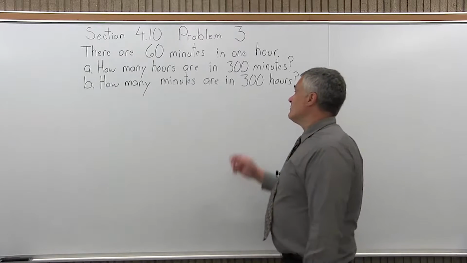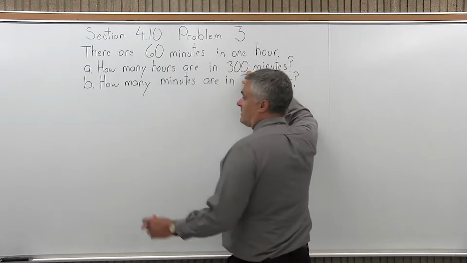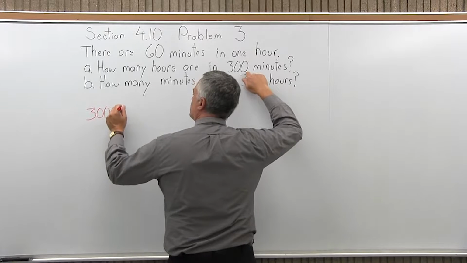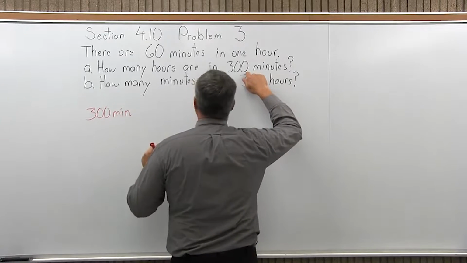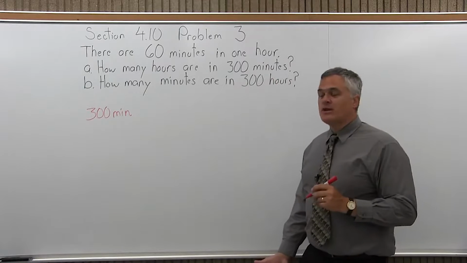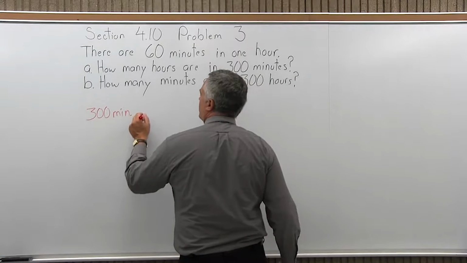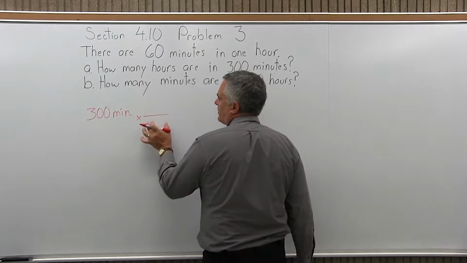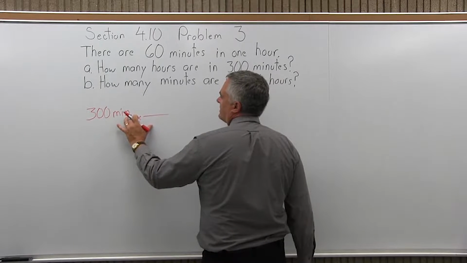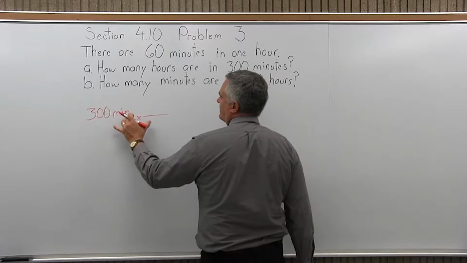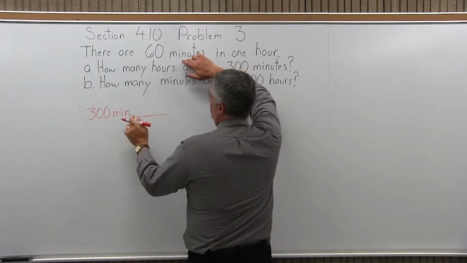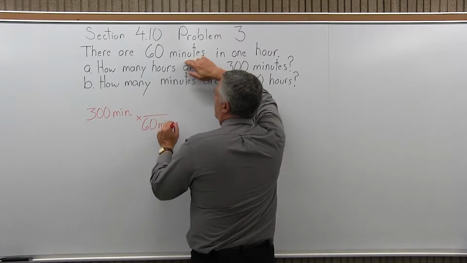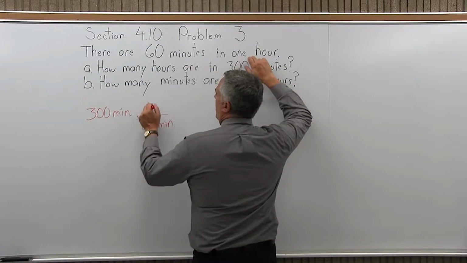So, for Part A, start with a given amount. The given amount is 300 minutes, and we can abbreviate that. Now, we want to convert it to hours. So you're going to multiply by a fraction that's essentially equivalent to 1. It'll have the same amount in the numerator and denominator. What goes in the denominator will contain the type of units that you want to cancel. So I want to cancel minutes. I want minutes in the denominator. So we'll put 60 minutes in the denominator, and that's equal to 1 hour.